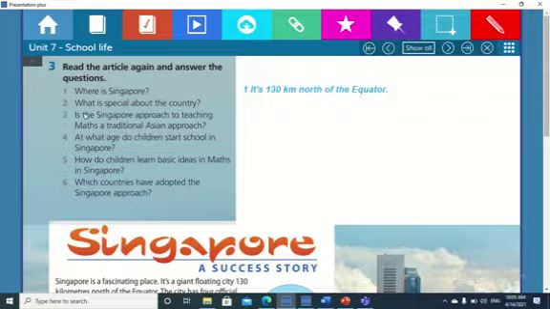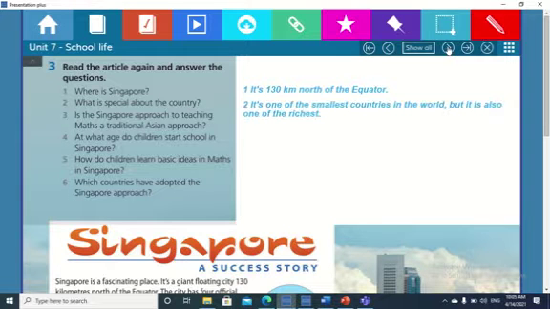Okay, what is special about the country? What is special about Singapore? Of course, it's one of the smallest countries in the world, but it is also one of the richest. Something special about Singapore: it's small, but it's not a poor country.